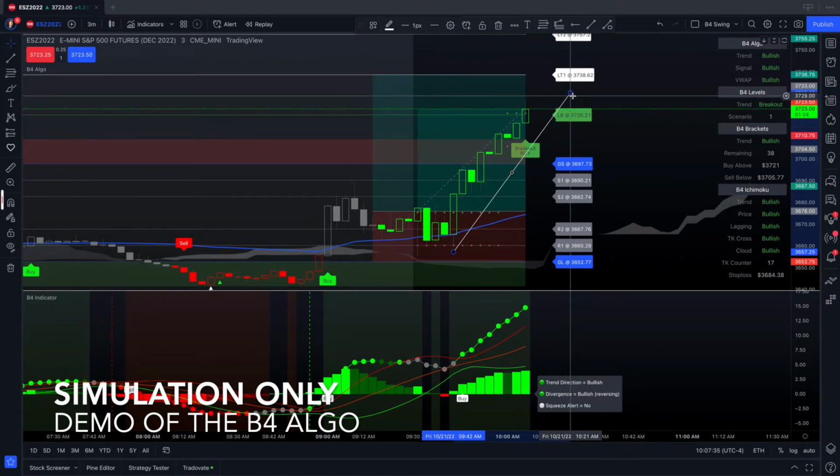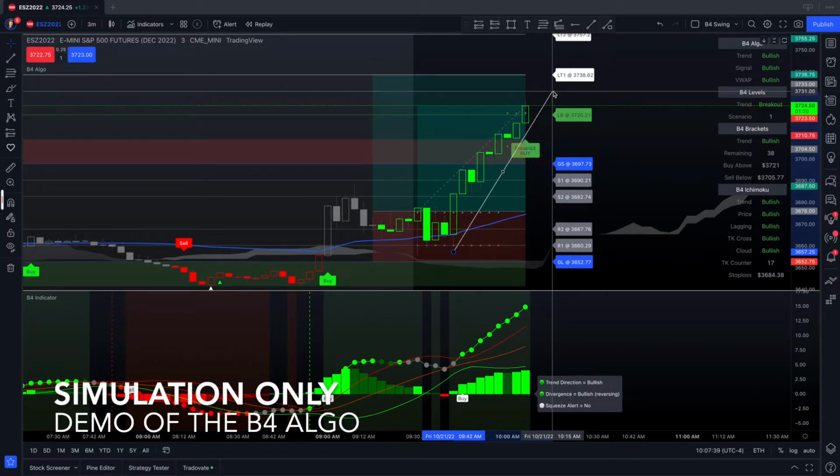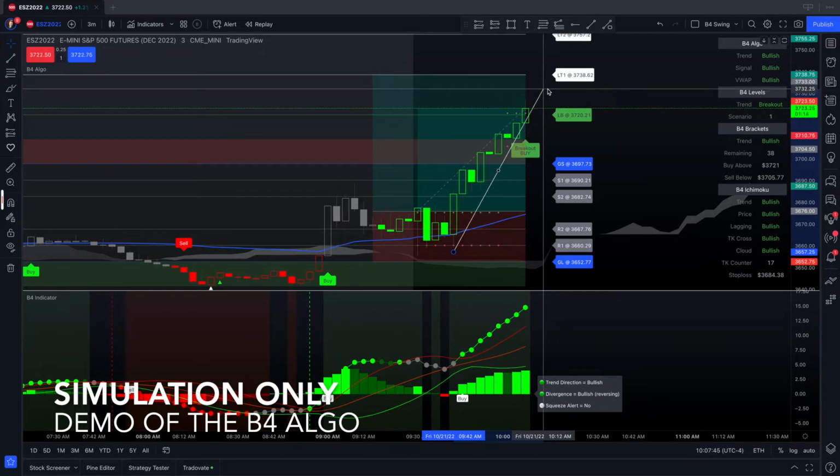We're pushing through the long breakout right here. Keeping a line pulled on that.